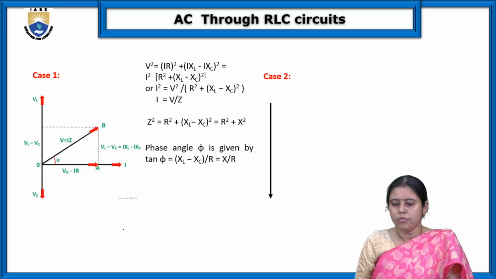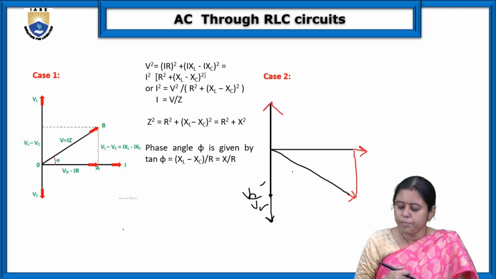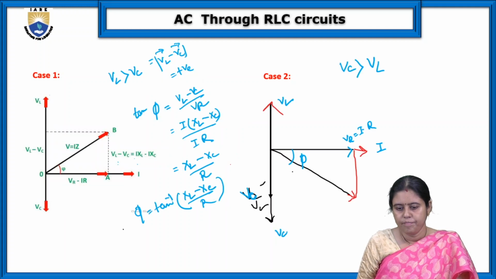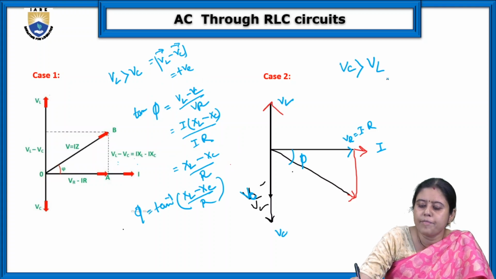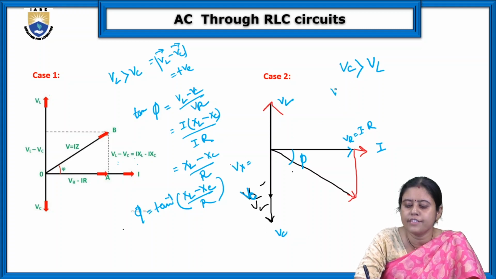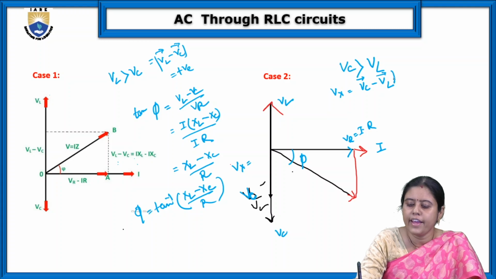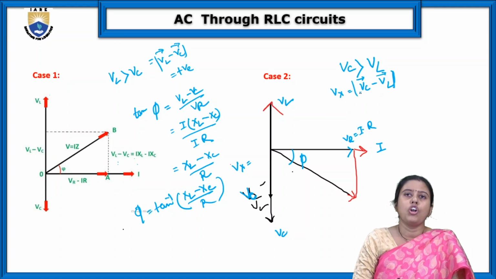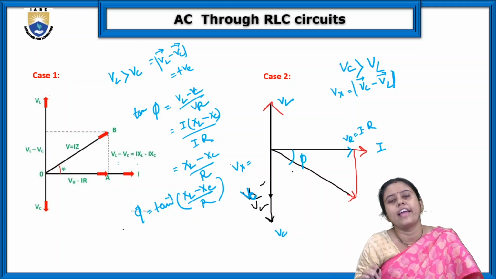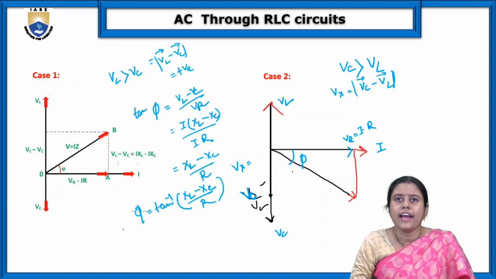So we have two cases. For both cases we can write: what is the overall voltage across this? I am writing here Vx. Vx is equal to VC minus VL. And remember, it is always negative because this is on the lagging side. The angle we take in the clockwise direction.